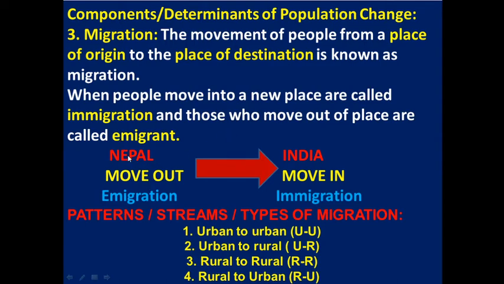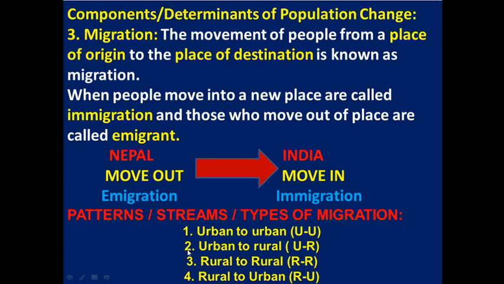Next, what are the patterns, streams, or types of migration? We have four main types of migration. They are urban to urban, people moving from one city to another city. One of the dominant reasons why people move from urban to urban is job transfer.